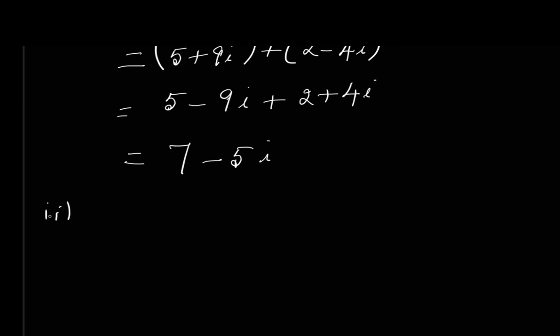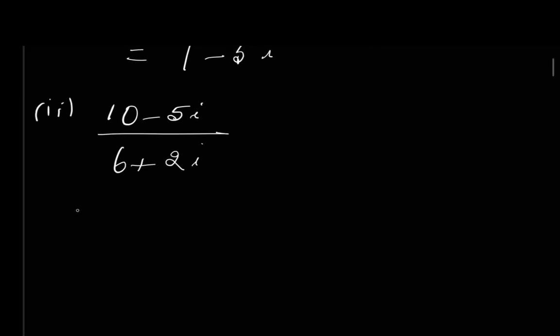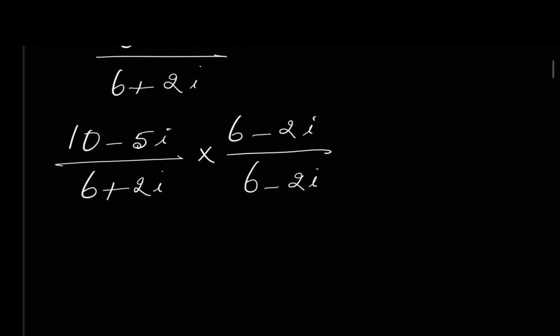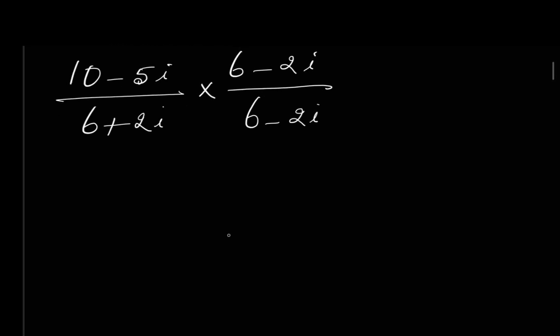See the second sum. (10 minus 5i) by (6 plus 2i). So it's a fraction here. What I do is take the denominator complex number, 6 plus 2i. The conjugate of this, 6 plus 2i, is 6 minus 2i, divided by 6 minus 2i. You multiply numerator and denominator by the conjugate of the denominator term, 6 minus 2i.